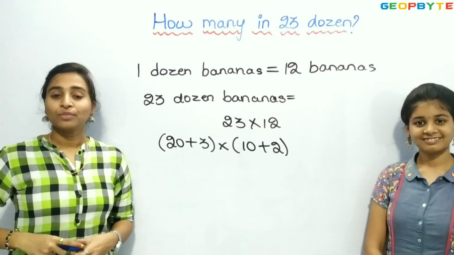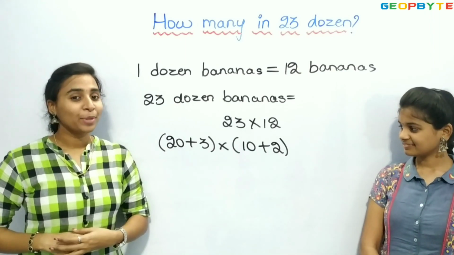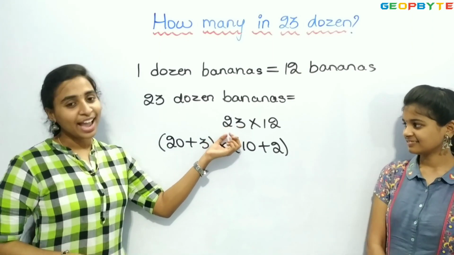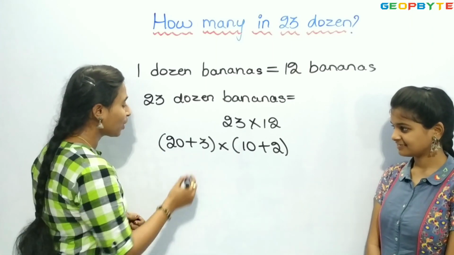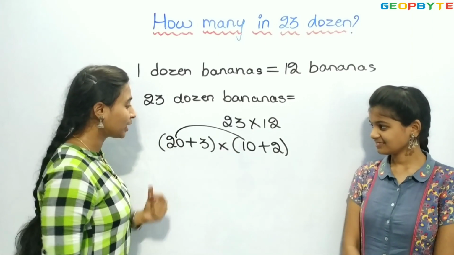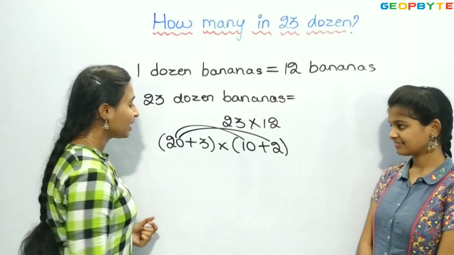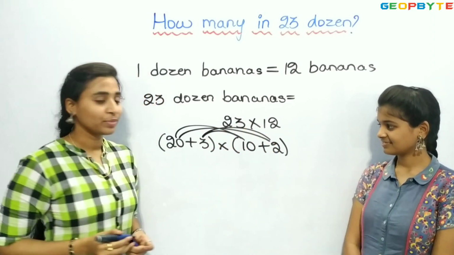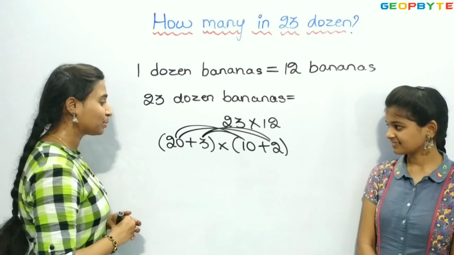Children, till now we have split only one number and multiplied with the next number. But here both are bigger numbers. So we have split 23 as well as 12. Now here the multiplication is very important. First we need to multiply 20 into 10 and 20 into 2. Then 3 into 10 and 3 into 2. So children, this is the order of multiplying. Now I will show how to multiply.